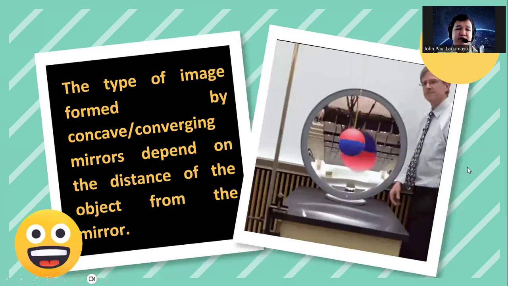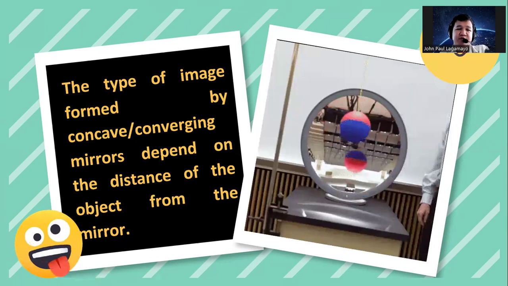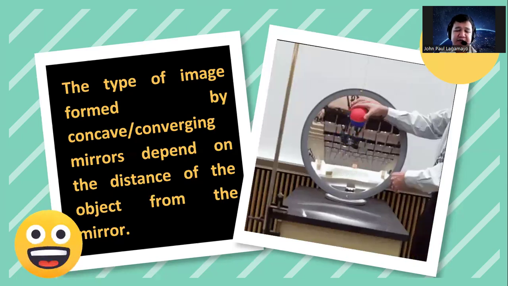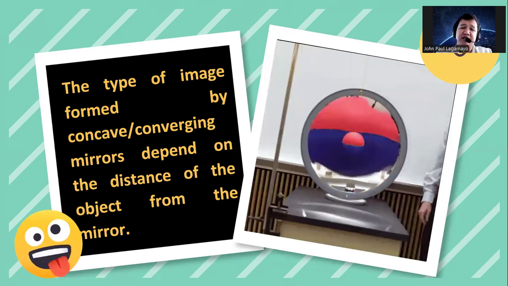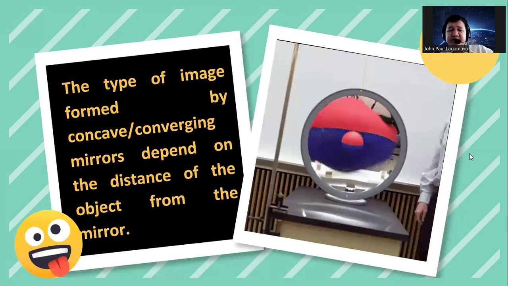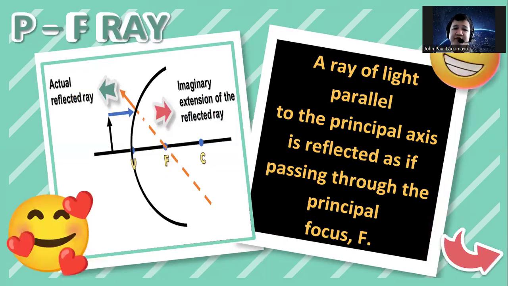So the type of image formed by the concave or the converging mirror depends on the distance of the object from the mirror. So pwede itong lumaki kapag halimbawa nasa malapitan, and then lumiit kapag halimbawa nasa malayo. Ayan. So if you don't have any question about the concave mirror, let's talk about the convex mirror.